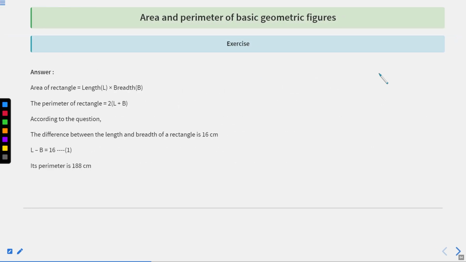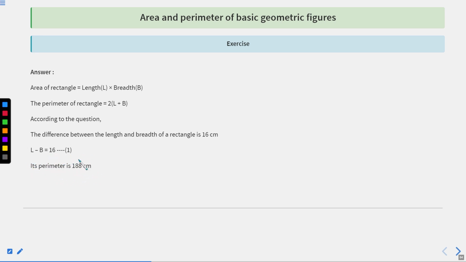So let us see the solution. Quickly recall the formulas. The area of rectangle is length into breadth. Perimeter of rectangle is twice of length plus breadth. And according to the question, the difference between the length and the breadth of the rectangle is 16 centimeter. If I have to write it mathematically, I will have length minus breadth equal to 16. That is what is given to us in the question. And it is also given that the perimeter of the rectangle is 188 centimeter.